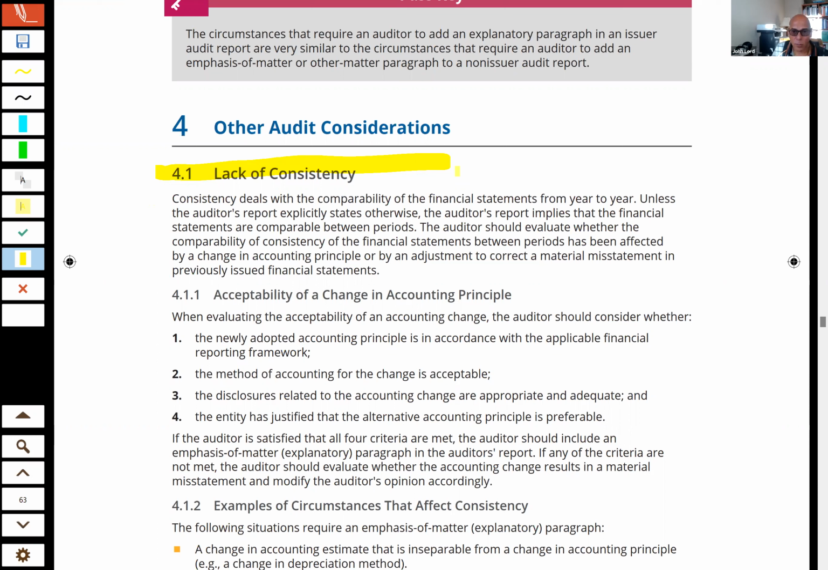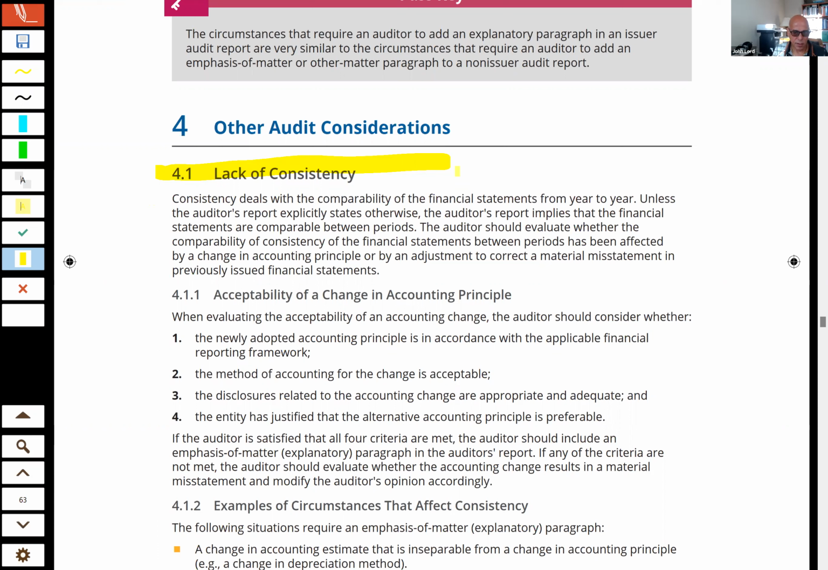They will go from completed contract to percentage of completion. Why? Because now they have a better way of estimating what stage of completion they are on a construction contract, and they believe that would be a better, fairer presentation for them to use percentage of completion. They convince their auditors of that. So the auditor is satisfied. So we're not going to modify our opinion at all. We're not going to turn it into a qualification or adverse issue because they've done what they're supposed to do.